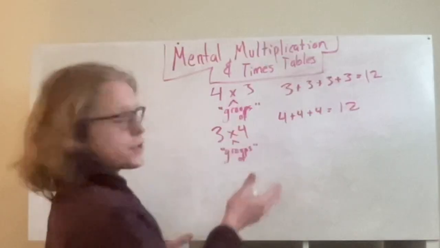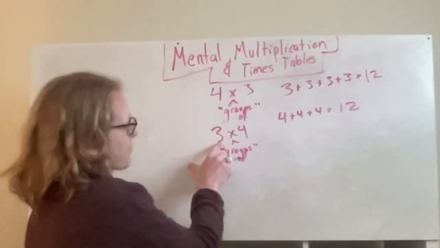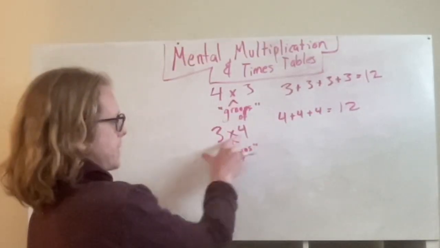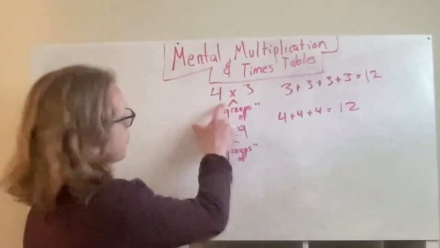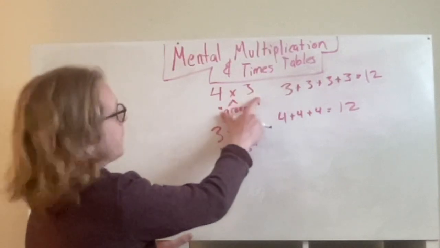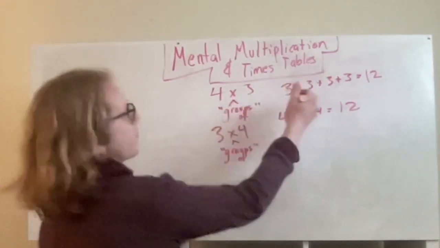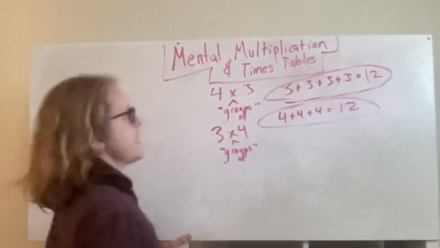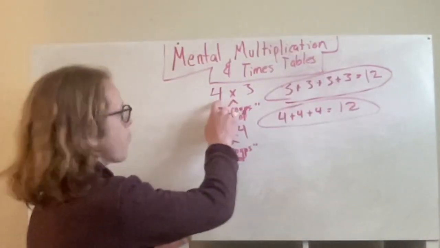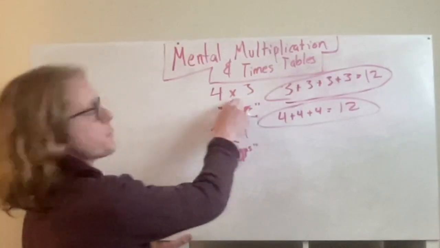So just one other point on this. It doesn't have to be written like 3 times 4 for me to think of it like 3 groups of 4. I could look at this and understand that 4 times 3 represents this, but it also represents this, okay? Either 4 groups of 3 or 3 groups of 4.